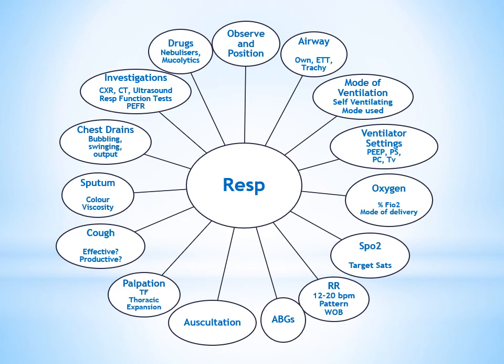Looking at the patient's sputum, sputum can come in a rainbow of colours which may indicate different pathologies. For example, green is usually a sign of infection, whereas pink frothy sputum may indicate pulmonary edema. Monitoring the viscosity of sputum is important. If sputum is thick, it may be hard for the patient to clear and require drug therapies such as mucolytics or nebulizers to help make it easier to clear.